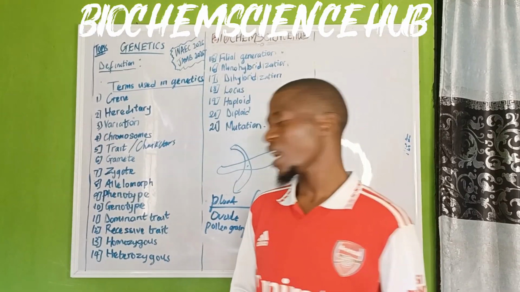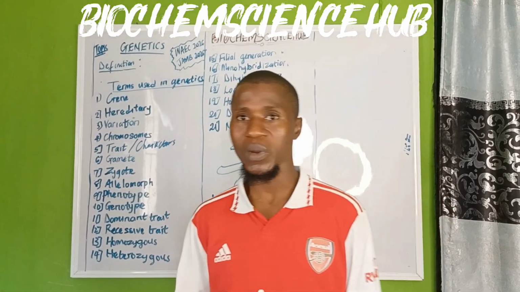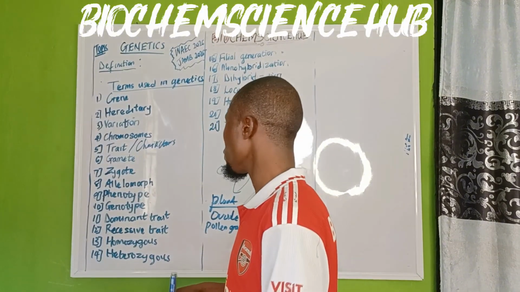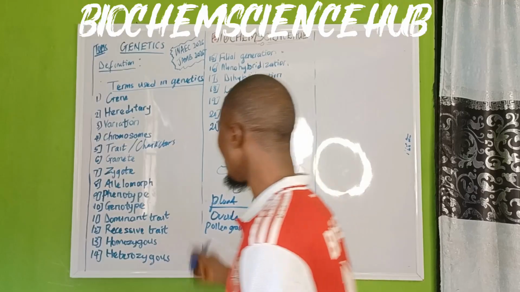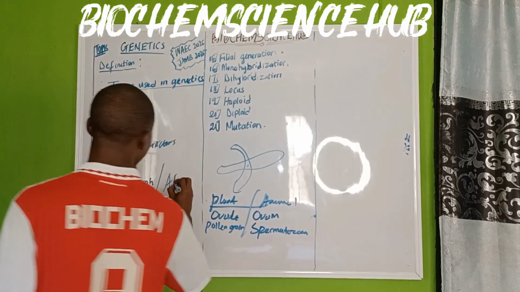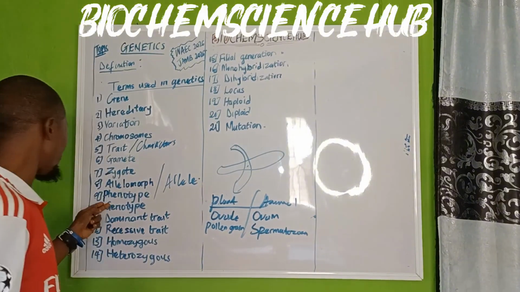And we have allelomorph. Allelomorph can be defined as the pair of genes present on the chromosomes. Two pair of genes present on the chromosomes. That's allelomorph, and it's also known as allele. So after that we have phenotype.